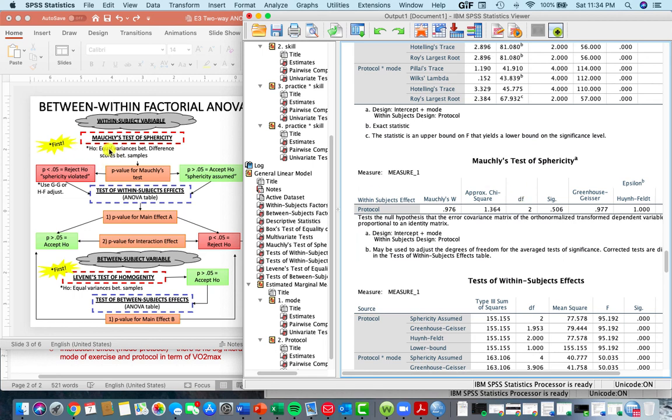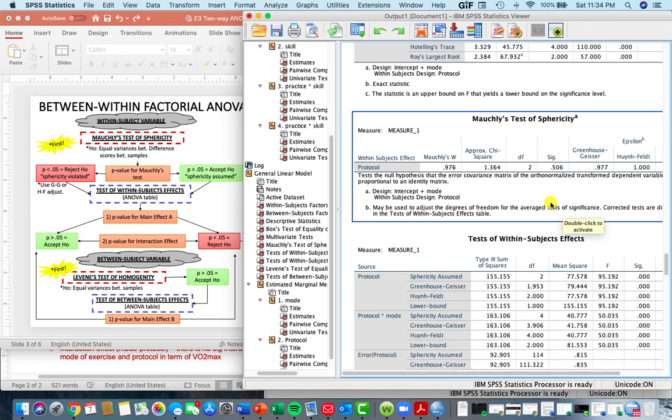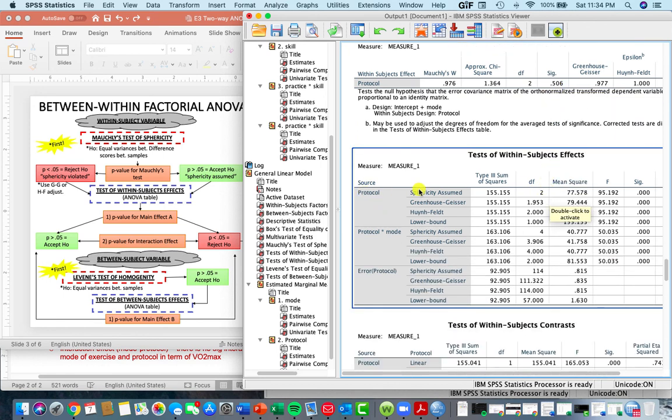And same thing that we've done before, we're looking to see if there are equal variances between the difference scores between samples, right? So if we have a p-value greater than 0.05, that means we have assumed sphericity. And look at that for protocol, which is our within subject variable. We have a p-value greater than 0.05, so sphericity is assumed. And then we can look at the sphericity assumed row, and we can see the significance of our main effect for protocol is less than 0.001, therefore less than 0.05, right?